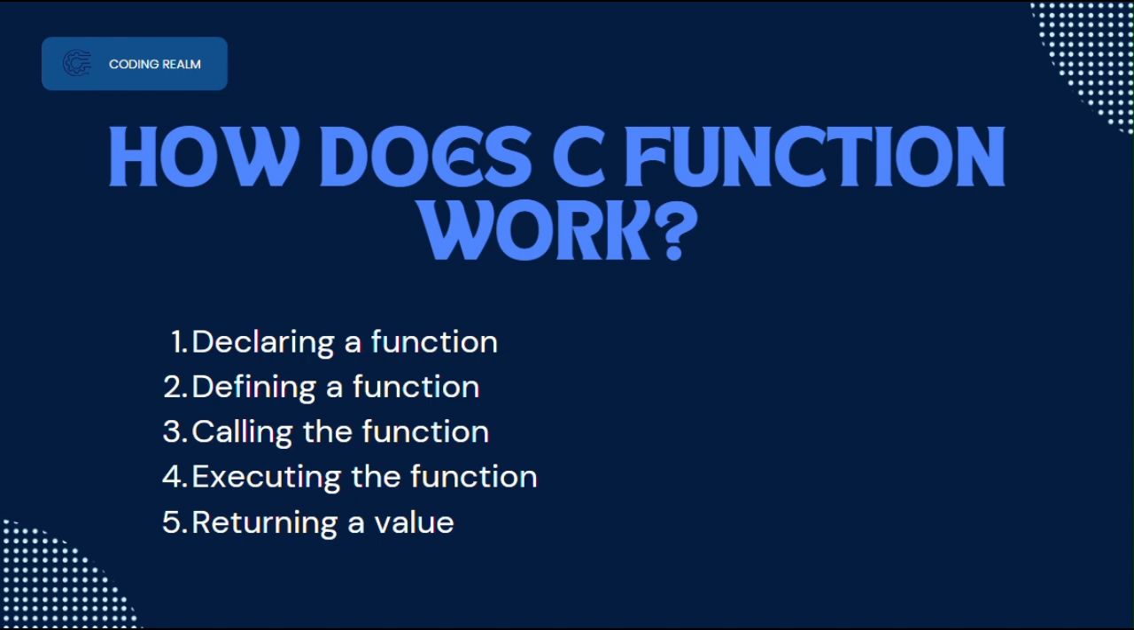2. Defining a function. 3. Calling the function. Calling the function is a step where we call the function by passing the arguments. 4. Executing the function is a step where we run all the statements inside the function to get to the final result. And finally, 5. Returning a value is a step where the calculated value after the execution of the function is returned. This is how the function works in the C programming language.